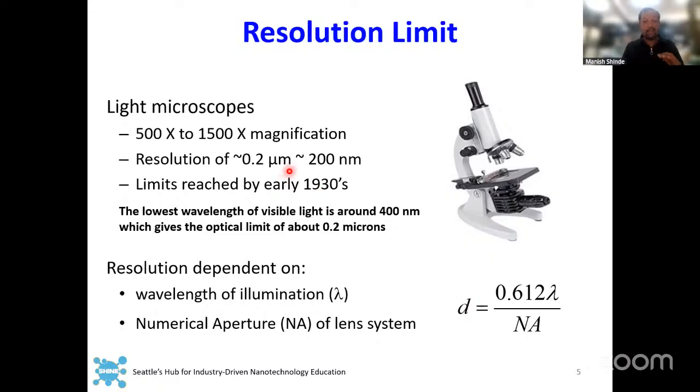So that's why people started to look into other sources of radiation with which they can overcome this resolution limit. And then in the late 1930s, the electron microscopes were developed. The first electron microscope was developed in 1938.